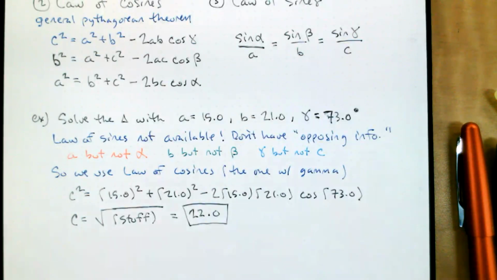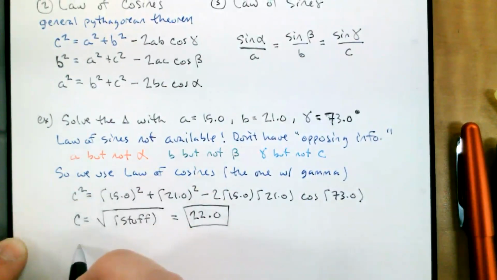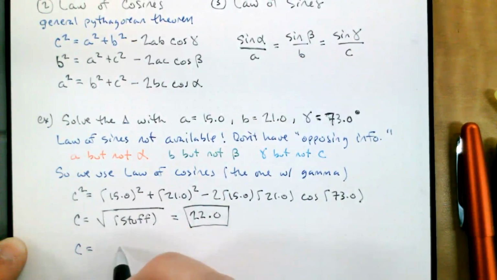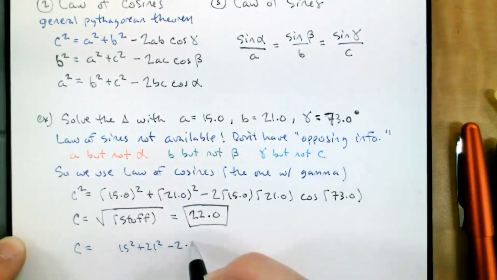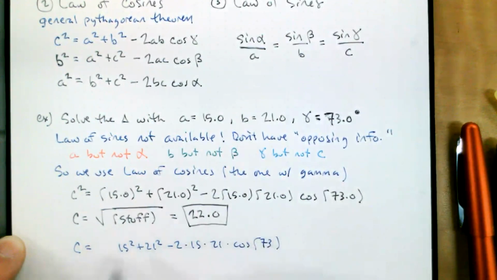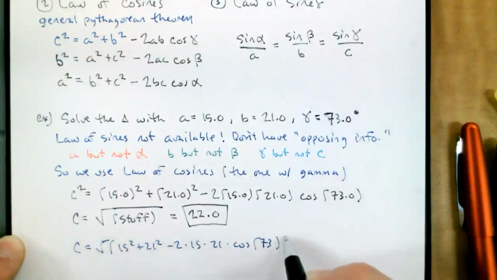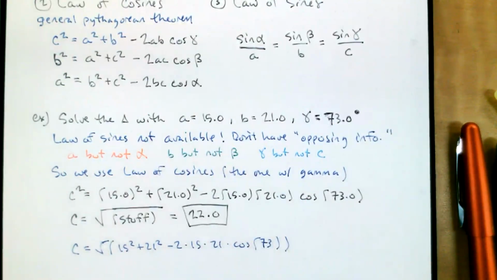If I had forgotten to start writing a square root, I would just have done this. So if I had written the 15 squared plus 21 squared minus 2 times 15 times 21 times the cosine of 73, if I had forgotten to do that, I would just say, oh yeah, square root. That way I don't have to draw the line all the way across.